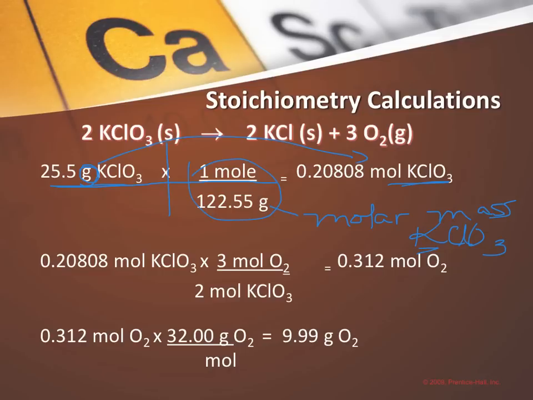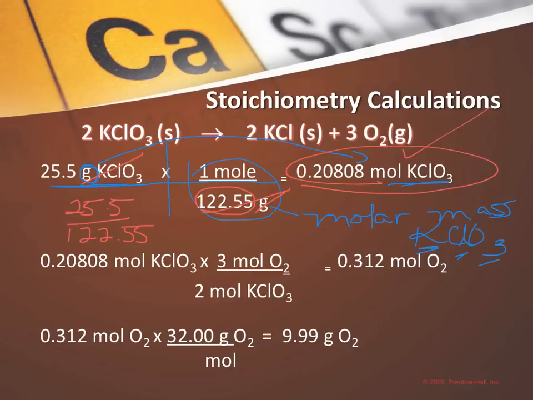Okay? And so that's adding the mass of 1 potassium, 1 chlorine, and 3 oxygens together. Now you can see that grams of potassium chlorate cancel out. Whoops, I shouldn't have canceled the number, just the grams. And the math ends up being 25.5 divided by 122.55. And our answer for the first calculation is 0.208 moles of potassium chlorate.